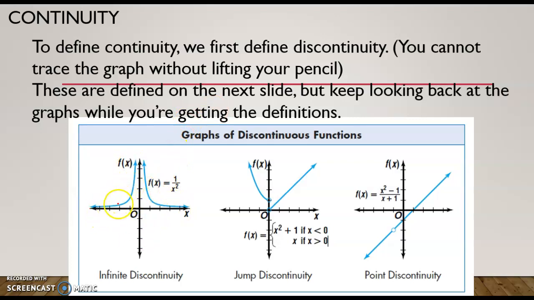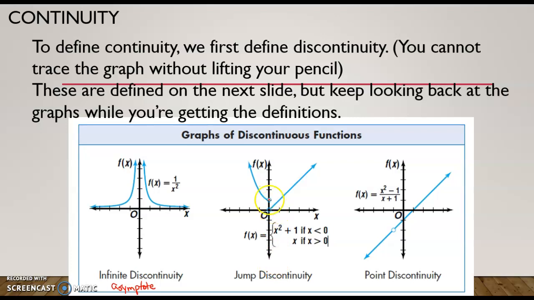Infinite discontinuity. It means that these are forever separated. With an infinite discontinuity, you're always going to have something called an asymptote. It can get close to it, it could just never touch it. But that's where you get that infinite discontinuity.